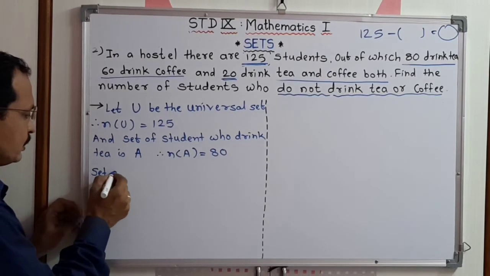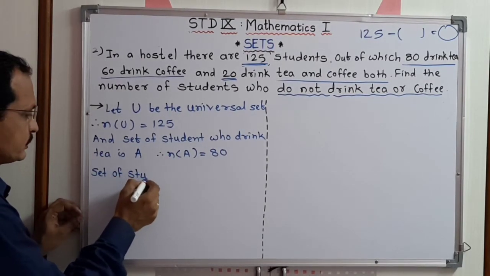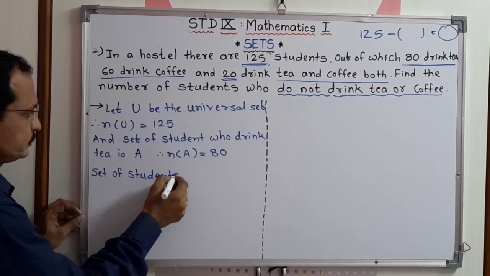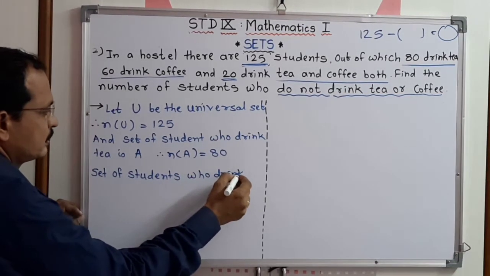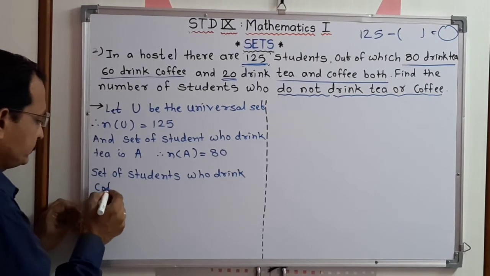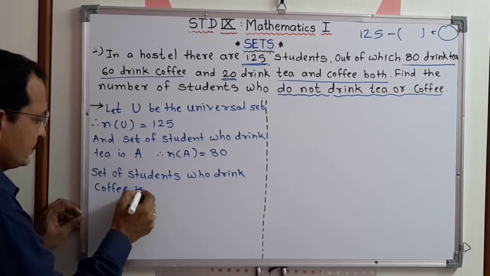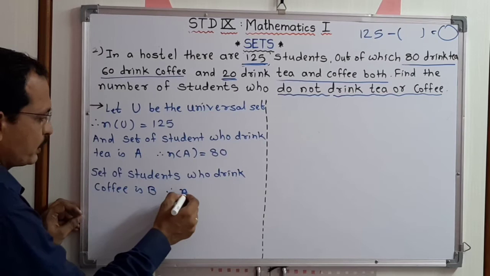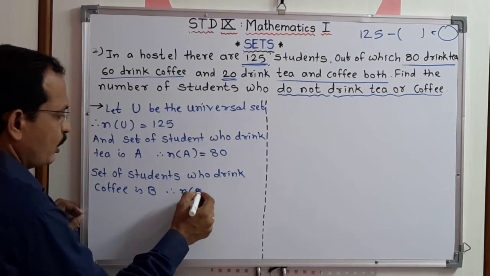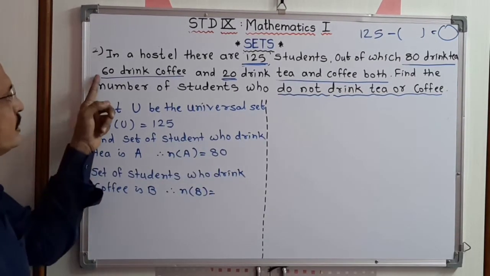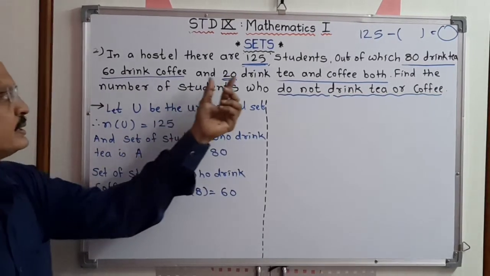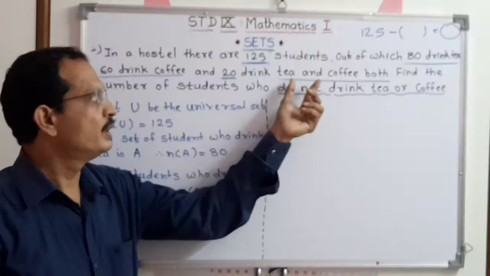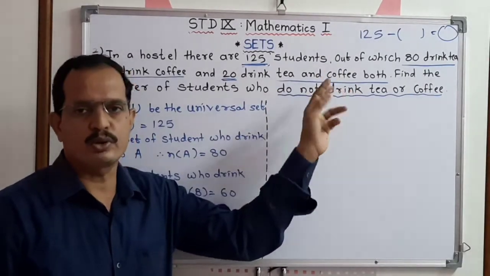Set of students who drink coffee is B. Therefore, the number of elements in set B. How many students drink coffee? 60 students drink coffee. Now, see, these 20 students drink tea and coffee both.